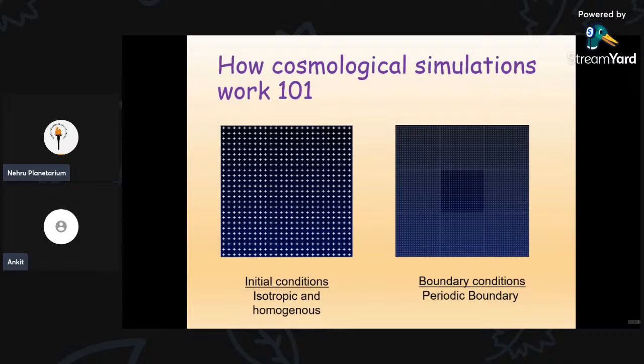for this small box, we say that we have a periodic boundary condition. That means that all the particles which are at the edge of the box are influenced by the particles which are near the other edge of the box. So all the particles on the extreme right will be influenced by the particles on the extreme left. And thus, which is true for each direction, you would have different copies of these particles around your box. This is called the periodic boundary condition.